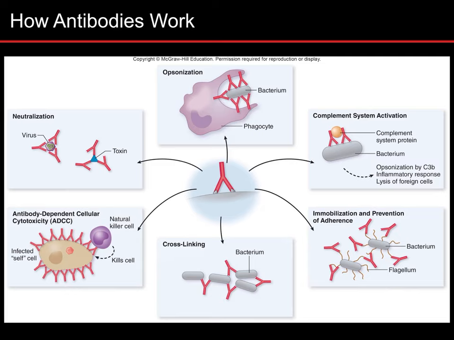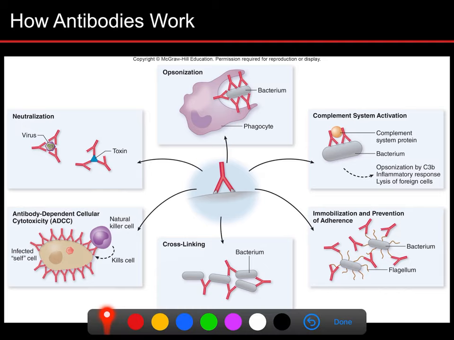Right? The antibody itself does not harm anything. Well, sort of. The antibody itself does not kill anything. The antibodies work through six different possible pathways, some of which we've talked about before, some of which we haven't.